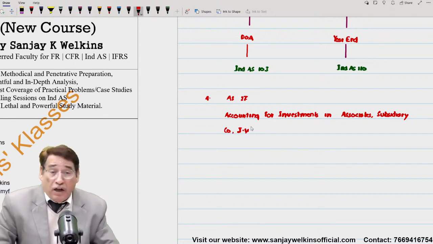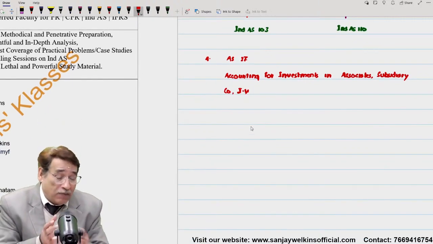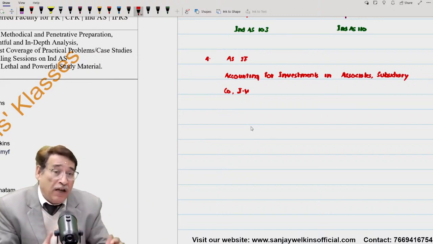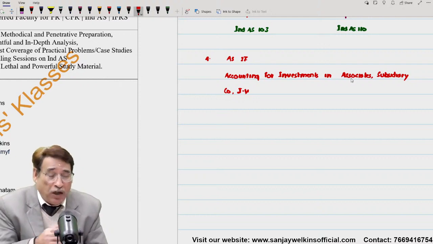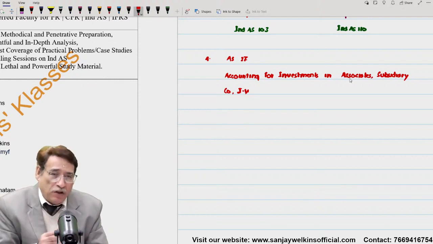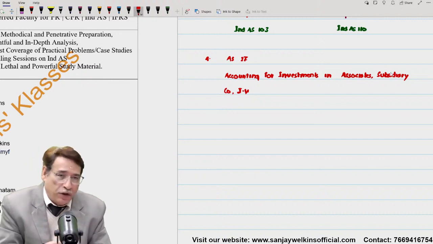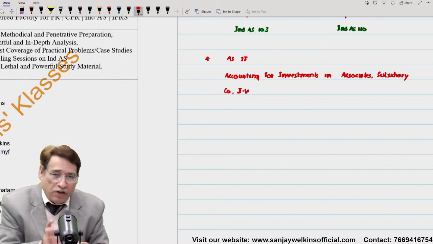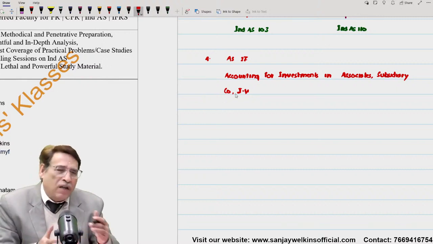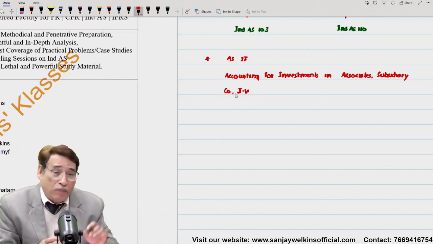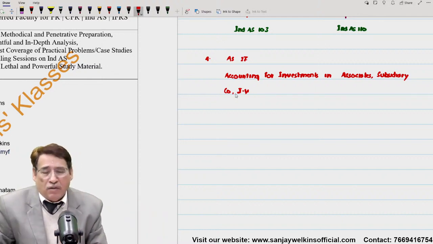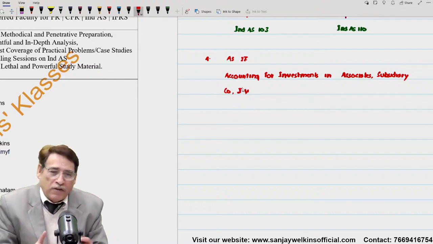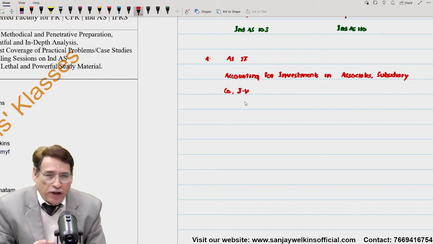Correct? Now try to understand. If I have made some investment in an associate or in a subsidiary, if I have made the investment in an investee entity and the investee entity is my associate, I will have to prepare the separate financial statement also. Or if I have got control over the other enterprise, it will be my subsidiary. Even in that case, I will have to prepare the separate financial statement. And if I have made some investment in another entity and that entity is my joint venture, even in this case also, I will have to prepare the separate financial statement. We haven't talked about joint venture in this particular session because separately we are going to take the joint venture. Is it clear to you?